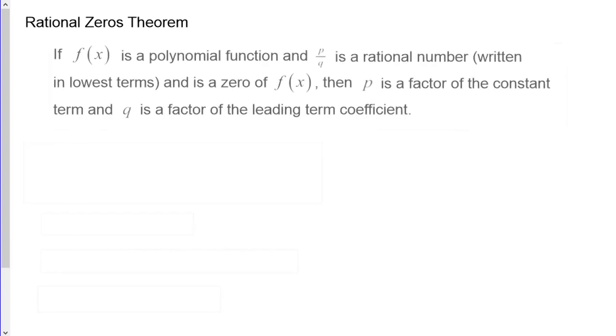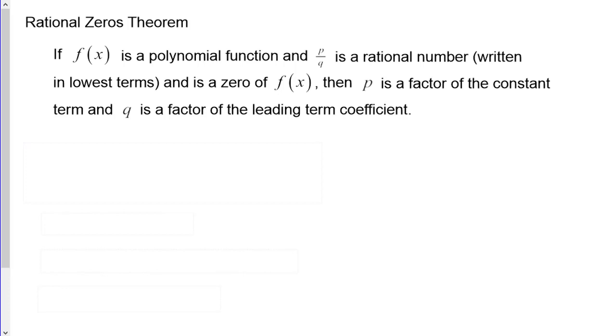So let's begin there. The rational zeros theorem says, if f of x is a polynomial function and p divided by q is a rational number written in lowest terms and is a zero of f of x, then p is a factor of the constant and q is a factor of the leading term coefficient.